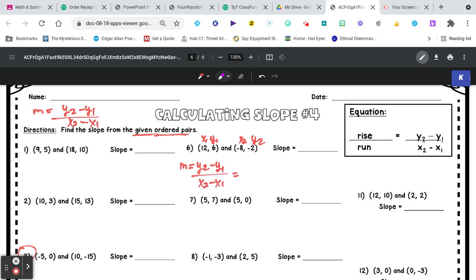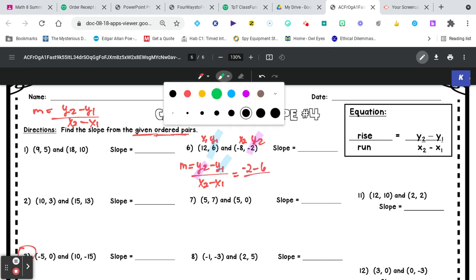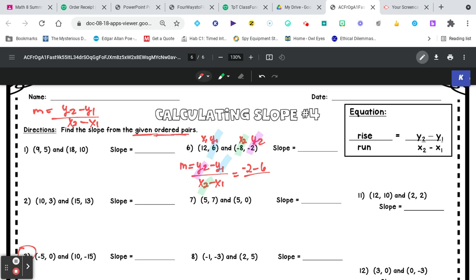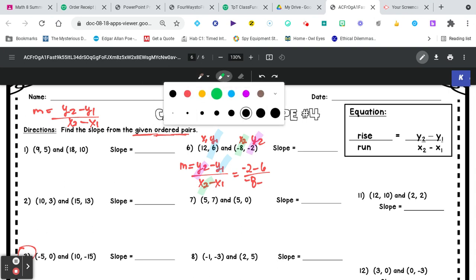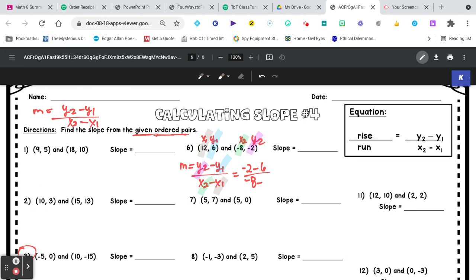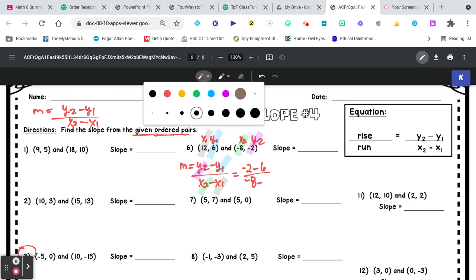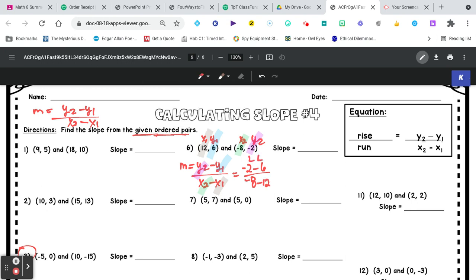And plug in. Well, according to this, the second y is negative 2 minus the first y, which is 6. Okay, and then according to what we have labeled, the second x is negative 8 minus the first x, which is 12. And both of these go to the left, so I end up with negative 8. Both of the bottom ones go to the left, which is negative 20.